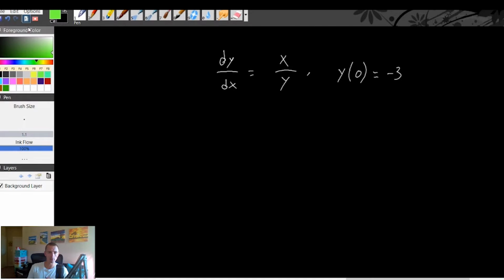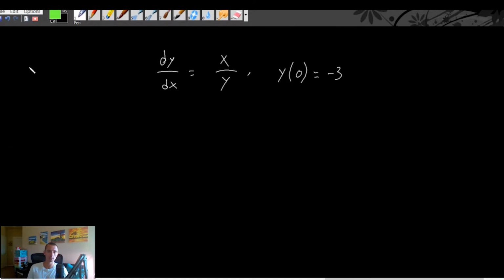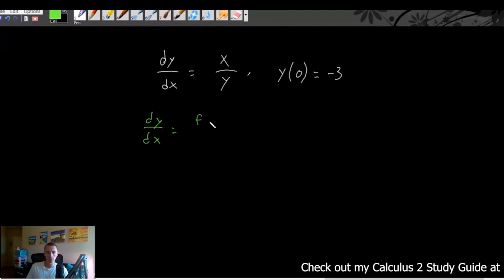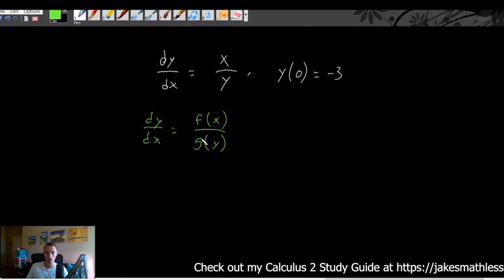The first thing you want to think about is what form is this differential equation in? Is it already in separable differential equation form, or if not, can we get it into that form? Well, in this case, we actually do already have one of the separable differential equation forms, which is if we have some function of x divided by some function of y.